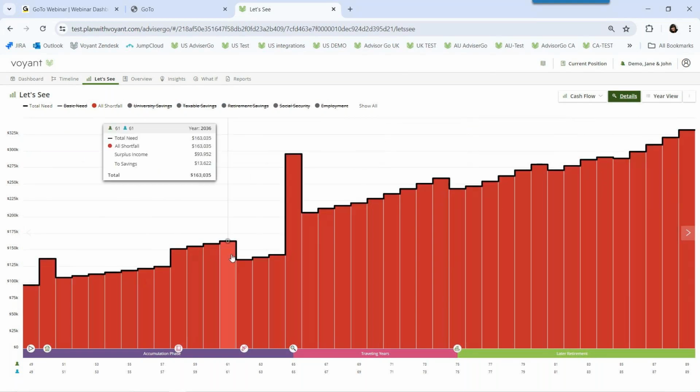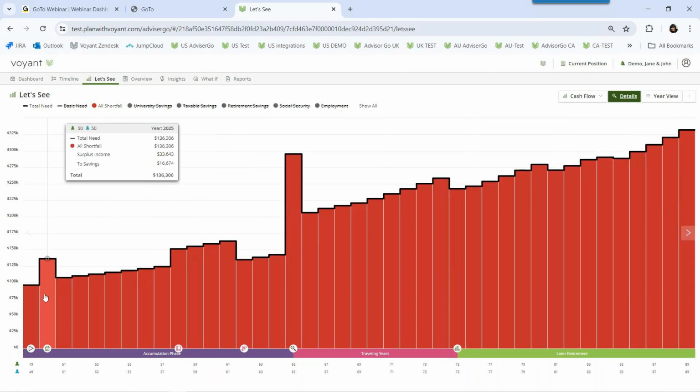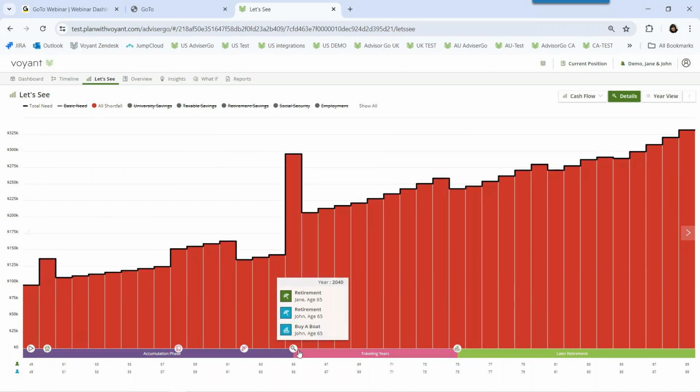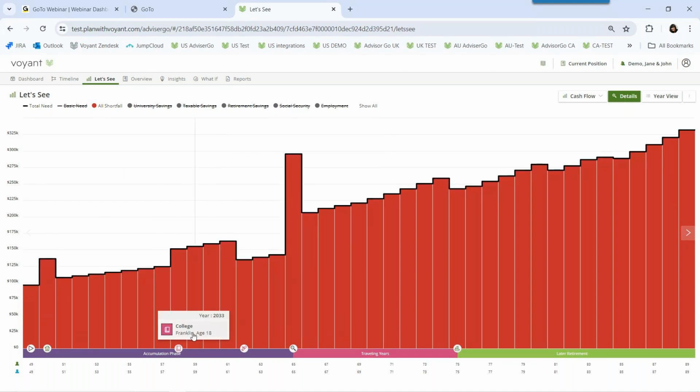So these are all the various expenses in their plan, including any general living expenses, debts and loans, taxes, and any goals that we've entered, like the kitchen remodel and the boat purchase that we have in here, as well as you'll see a little uptick here in their expenses. This is going to be when their son is in college.